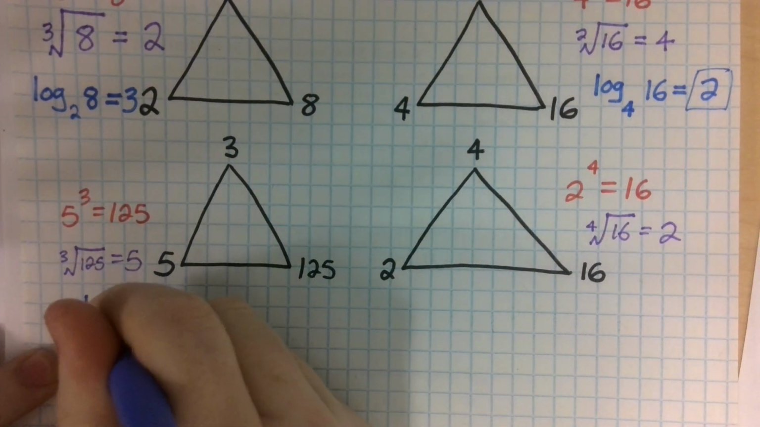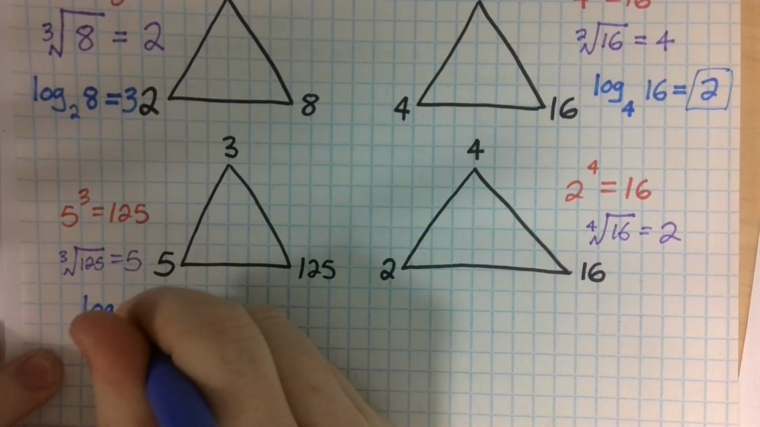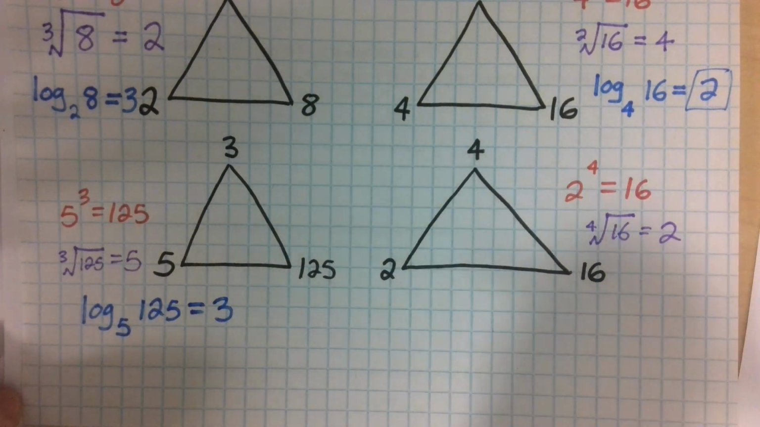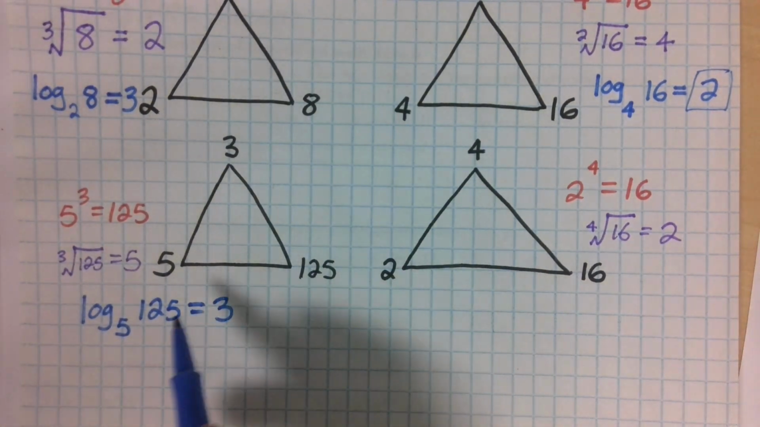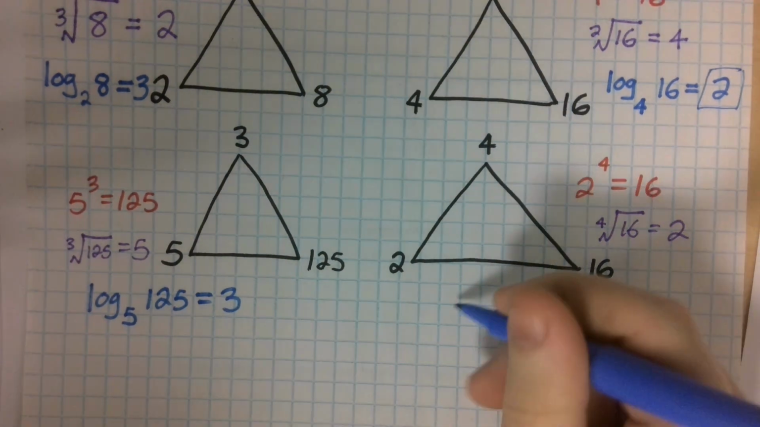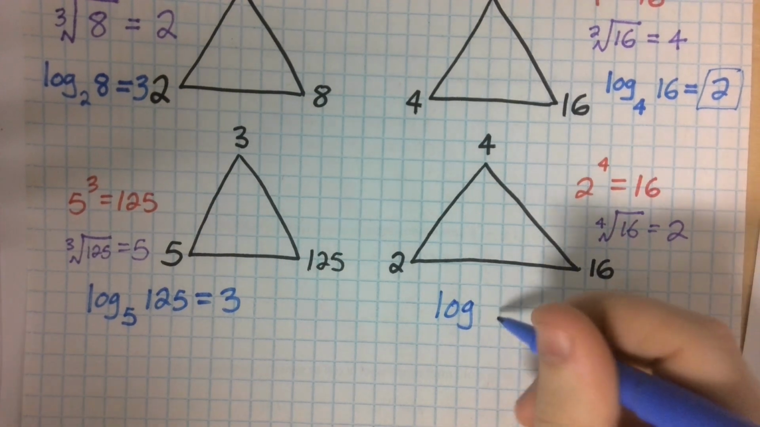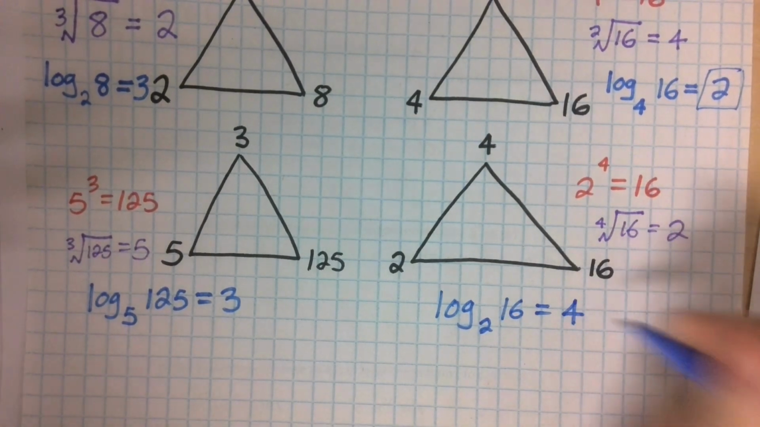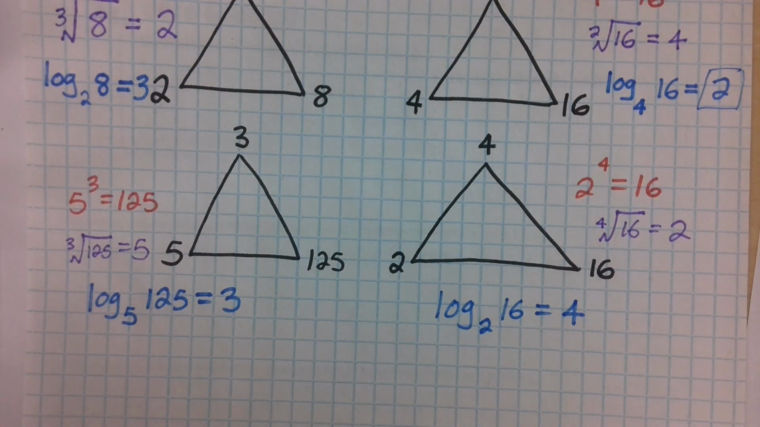For those who try this one out, we should have gotten log base 5 of 125 equals 3. This is basically saying the missing exponent that goes on top of the 5 is 3. And for this last one, we would say that log base 2 of 16 equals 4. Very nice.